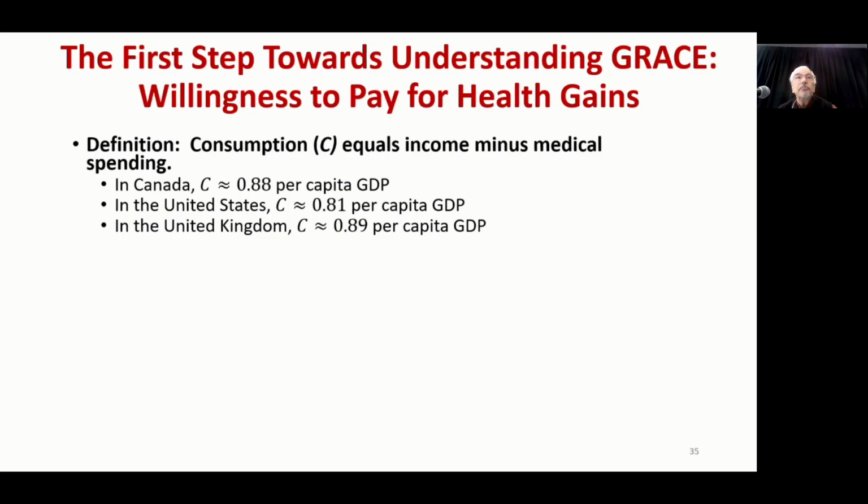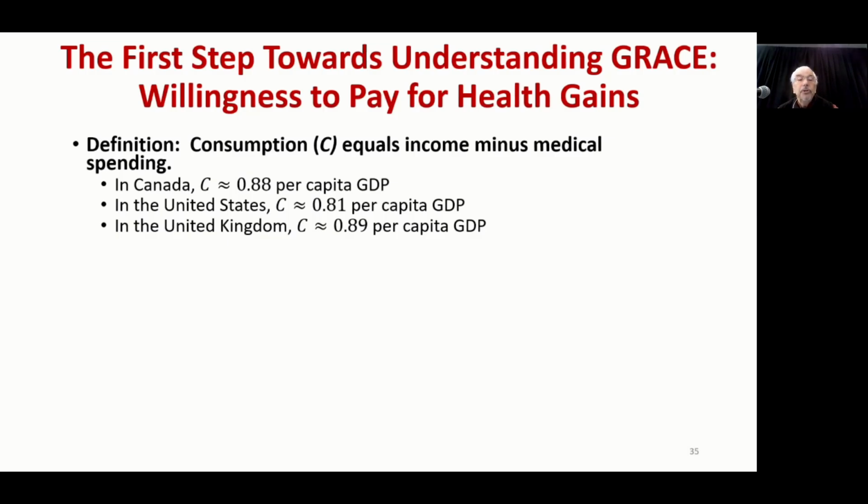So the first step towards understanding the GRACE model, I want to talk a little about how willingness to pay for health gains is measured. The standard model of this is defined, first of all, I'm going to just define the consumption in various countries of reference here. That's income minus medical spending. And there's a big difference between consumption and income.